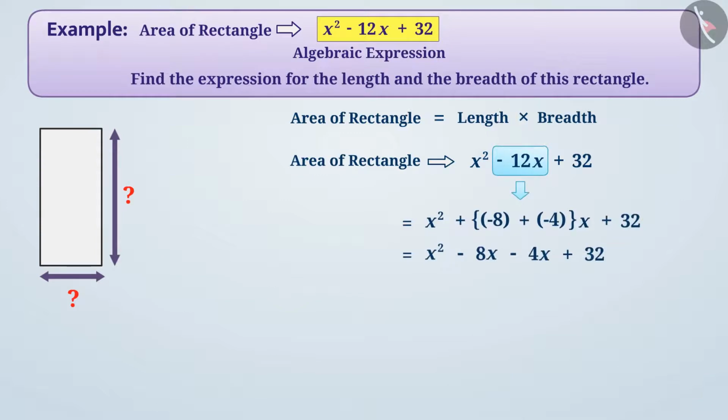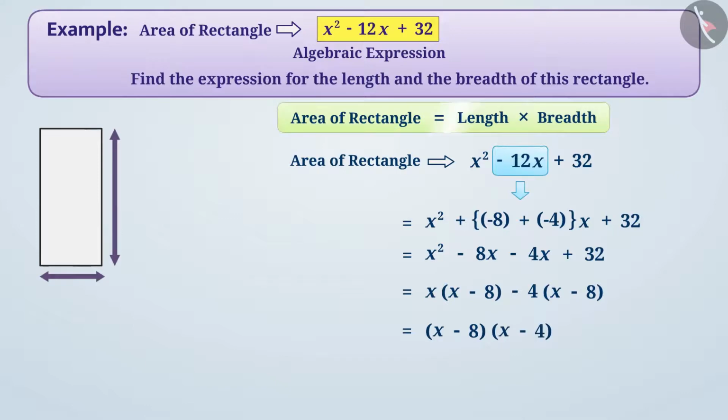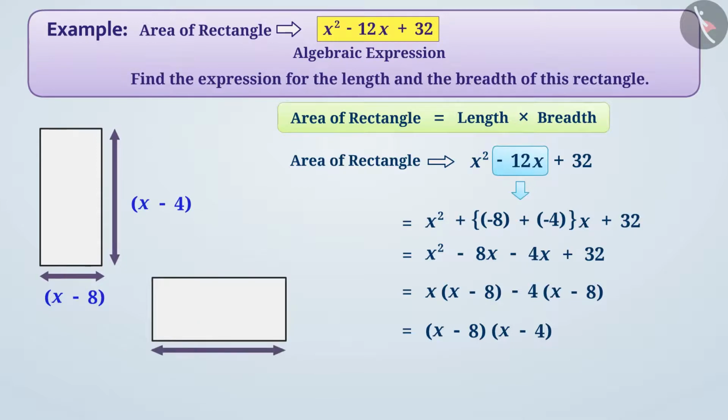Now, we will take x common from these two terms and minus 4 common from these two terms. Now, we will take x minus 8 in common from both these terms so that we get the factorization of the given expression as (x minus 8) into bracket (x minus 4). We know that the area of a rectangle is equal to length multiplied by breadth. Therefore, we can say that the length of the rectangle is x minus 8 and breadth is x minus 4, or the length of the rectangle is x minus 4 and breadth is x minus 8.